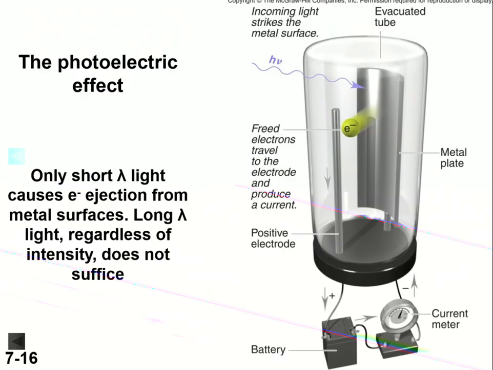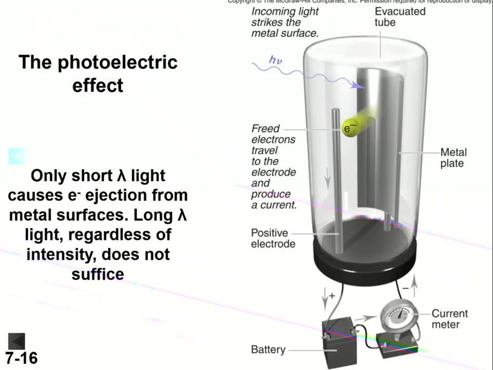So you can think of the metal as being oxidized, right? It's losing electrons. Now they regain them as they come up through the completed circuit, so the metal doesn't tarnish. But that's the way we can visualize this. The important result here is that only short wavelength light causes the electrons to be ejected from the metal's surface.